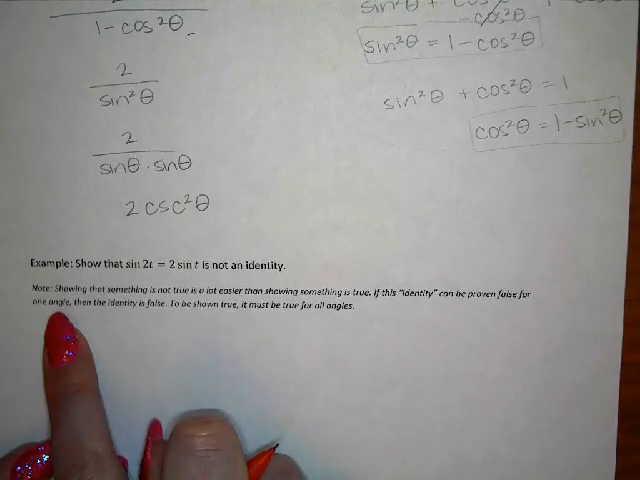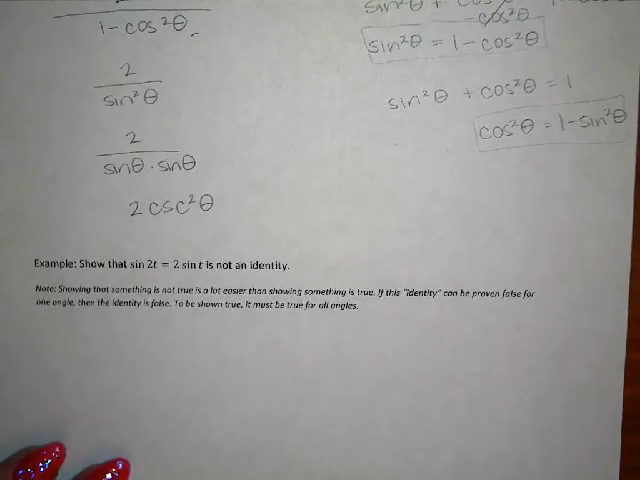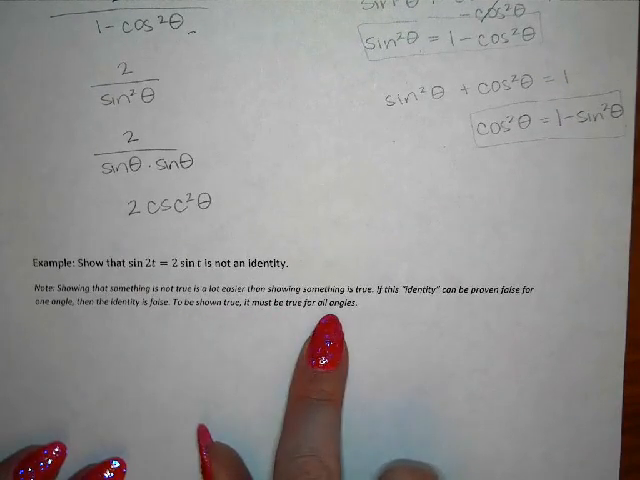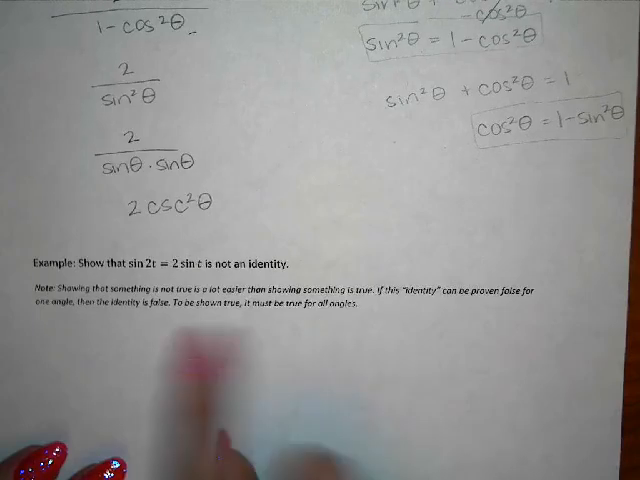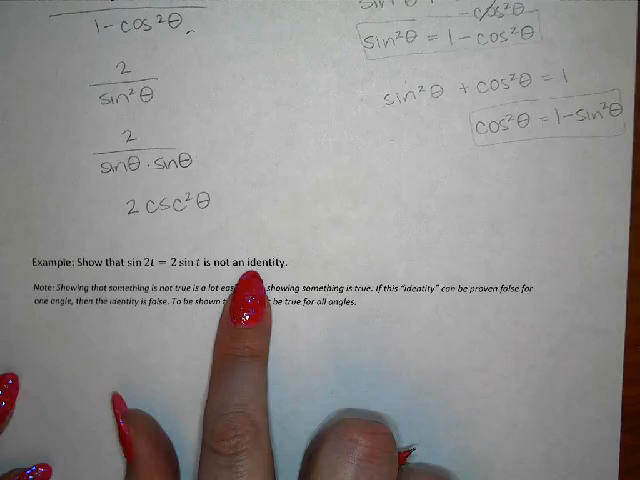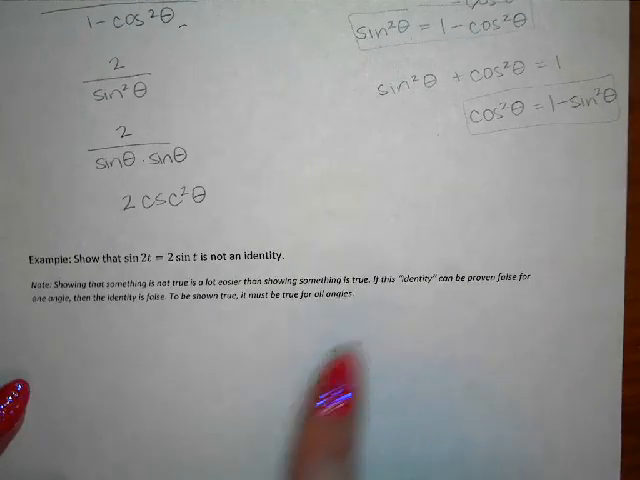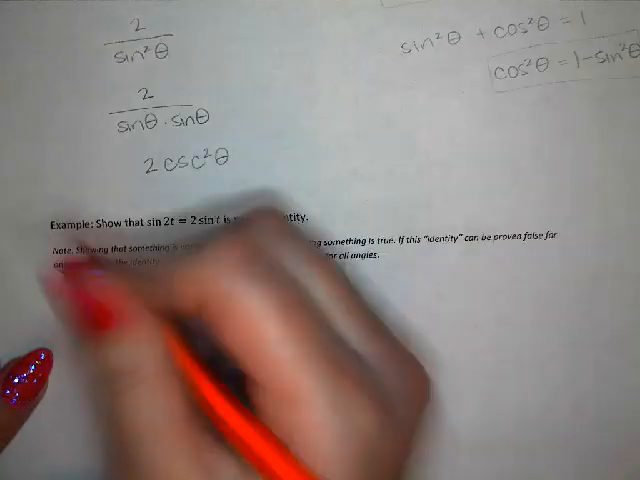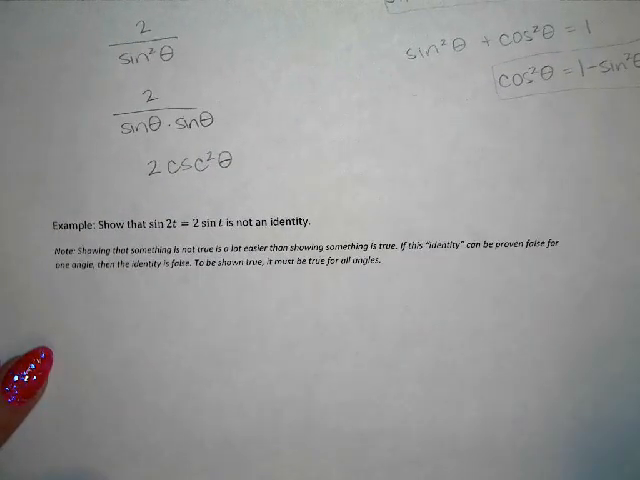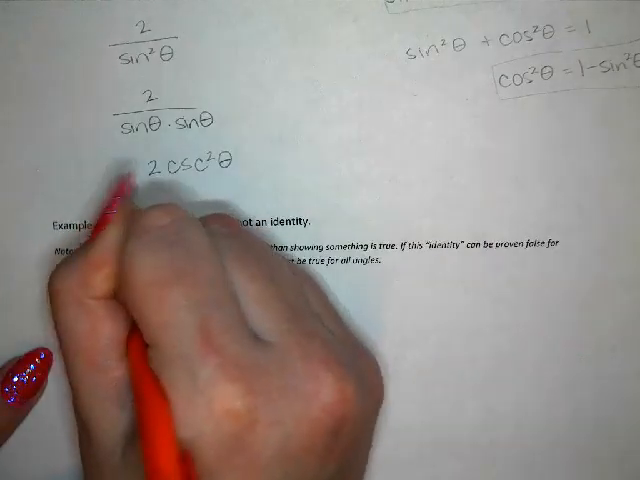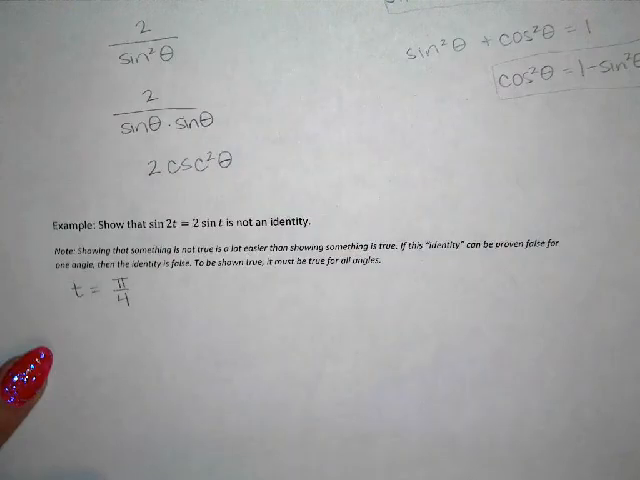So we're going to show that this is not an identity. We're going to prove it false. And all we have to do is plug in one angle and make sure it does not work. So I'm just going to choose an angle. It doesn't matter what angle you choose. I'm going to use t is pi fourths. And I'm doing that because, off the top of my head, that's the first one I thought of. You could use pi fourths, you could use pi thirds, you could use 7 pi fourths, you could use 5 pi thirds, you could use 11 pi sixths.